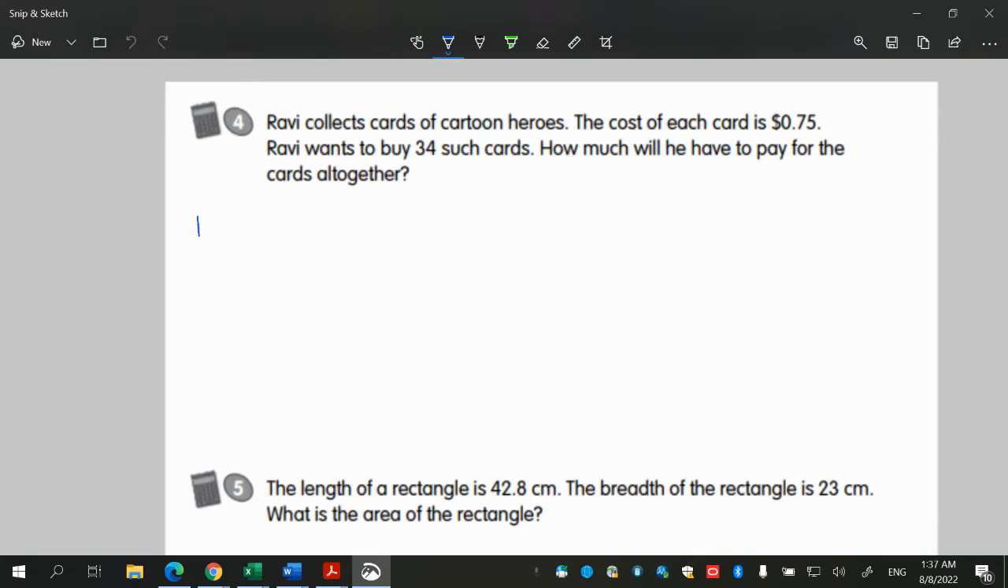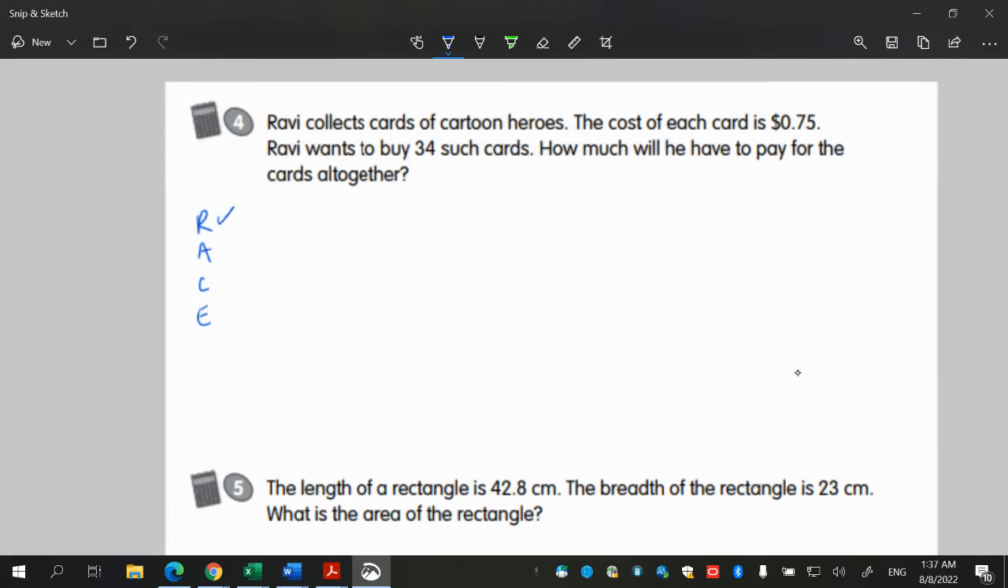Okay, starting with writing the race here at the side. Question 4. Ravi collects cards of cartoon heroes. The cost of each card is 75 cents. Ravi wants to buy 34 such cards. How much will he have to pay for the cards altogether?